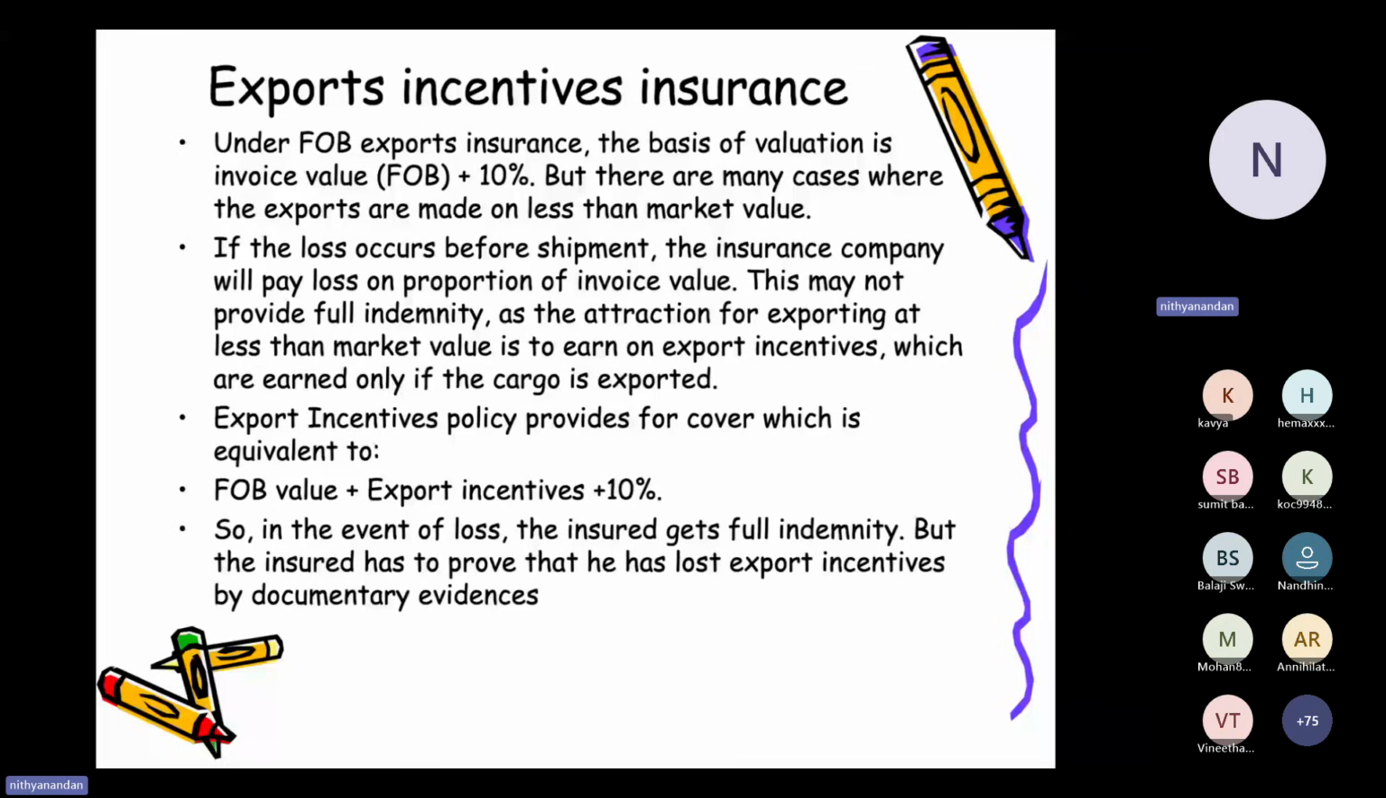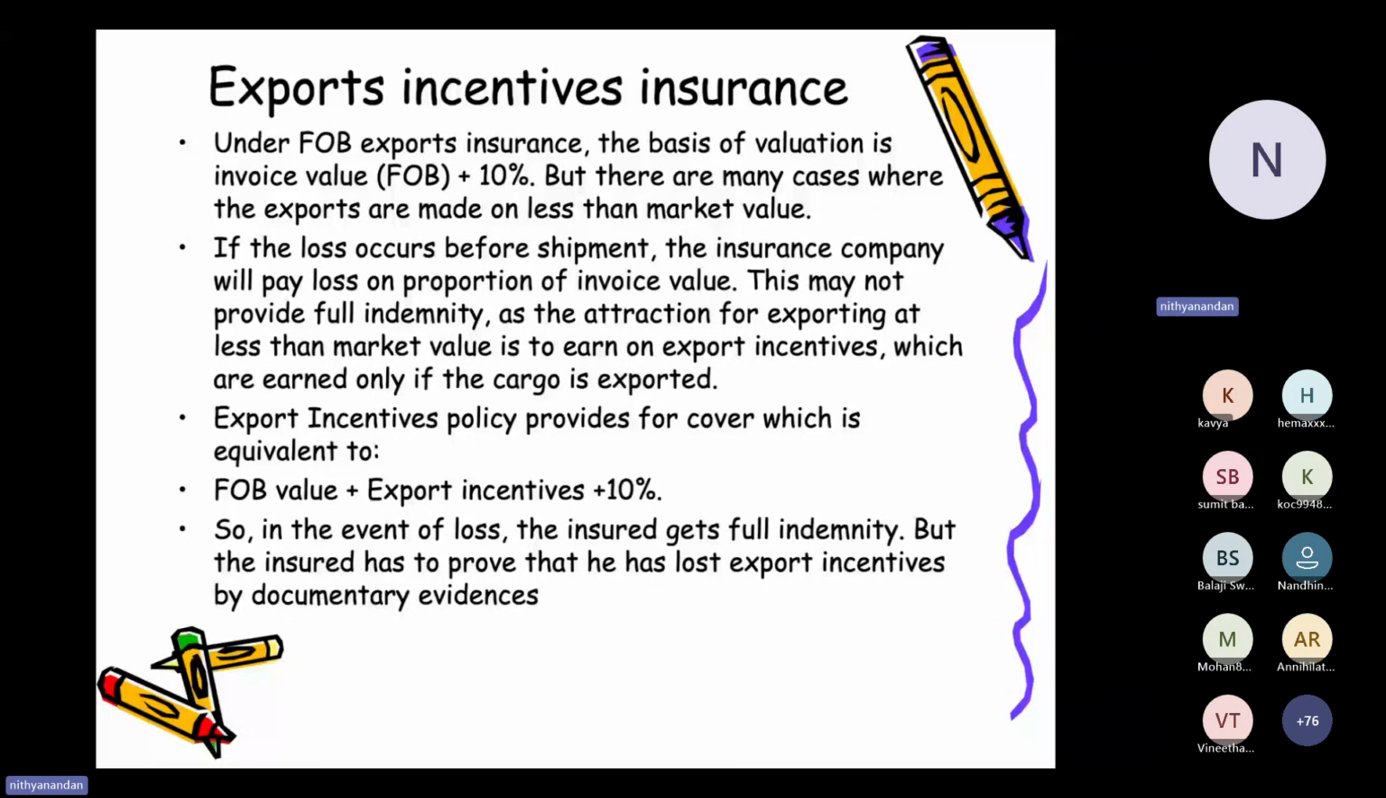Export incentive. 100% export-oriented industries get export incentive from the government. So they fix the price of the goods less than the amount they incur to manufacture the goods, because the difference is made good by the government through export incentives. So the invoice will show the price they are receiving from the buyer, which is definitely less than the actual market price.